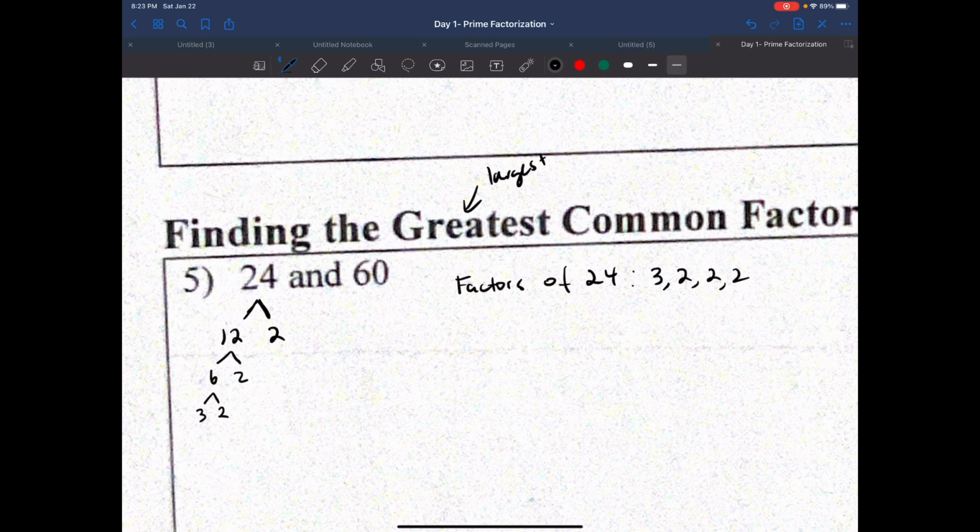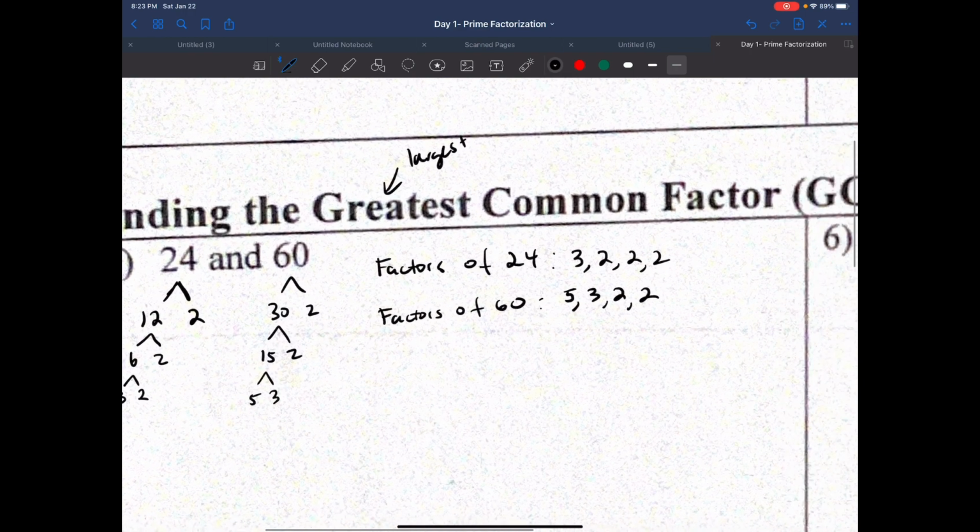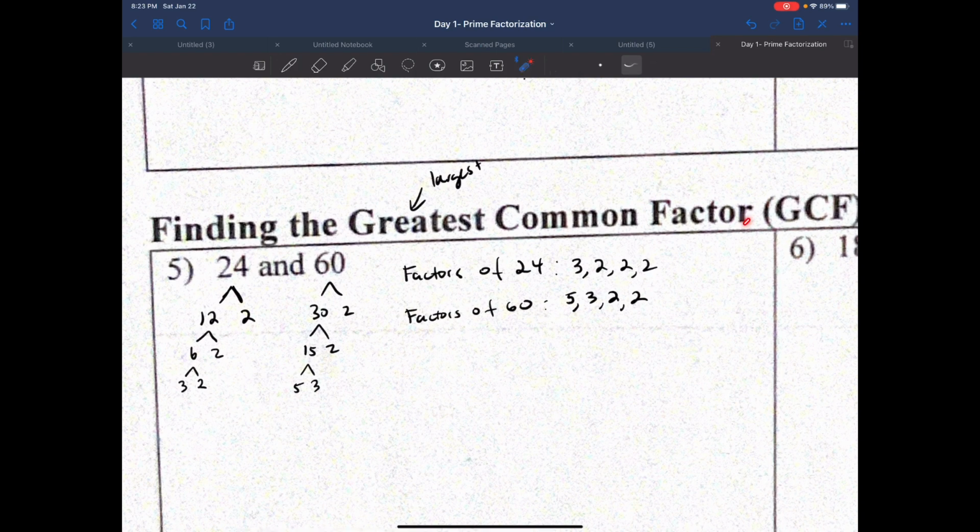Okay, so I'm going to look at number 60. I can break that down, 30 and 2. And then 30 can be broken down as 15 and 2, and then 15 can be broken down as 5 and 3. Okay, so I'm going to write my list, factors of 60. I'm going to write 5, 3, 2, and 2. And then I am done with this part.